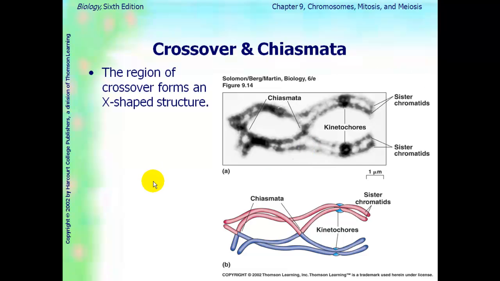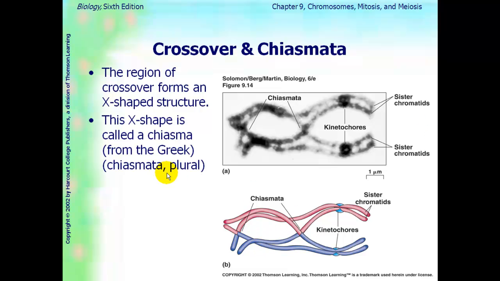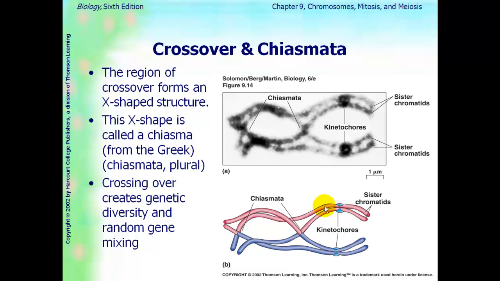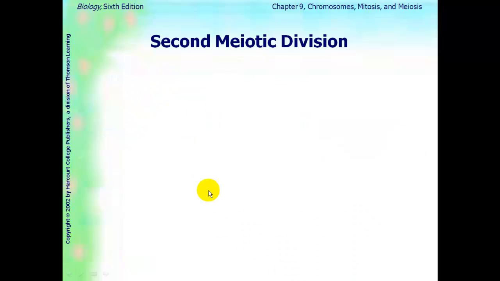So the region of crossover forms an X-shaped structure. As you can see, this little X where it crosses. This X-shaped structure is called the chiasma. Crossing over creates genetic diversity because mom's chromosome doesn't have all of mom's genes anymore. It has a little portion of dad's. And dad's chromosome has some pink chromosome part to it. So that's why overall, in the end, you look a little bit like your dad and a little bit more, you know, like your mom. So it creates genetic diversity and random gene mixing. That happens in the first meiotic division in prophase.